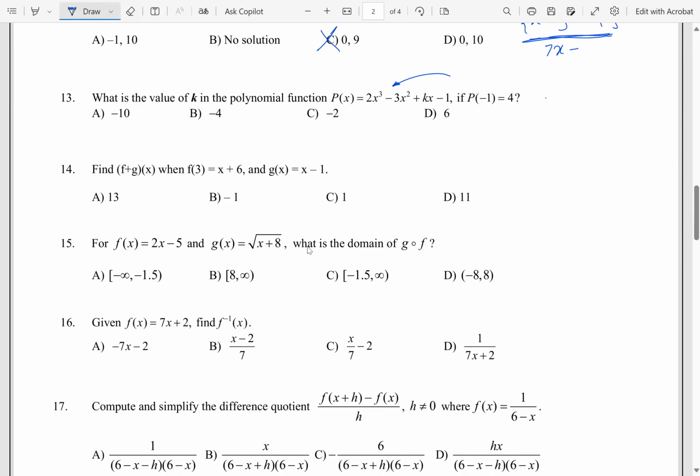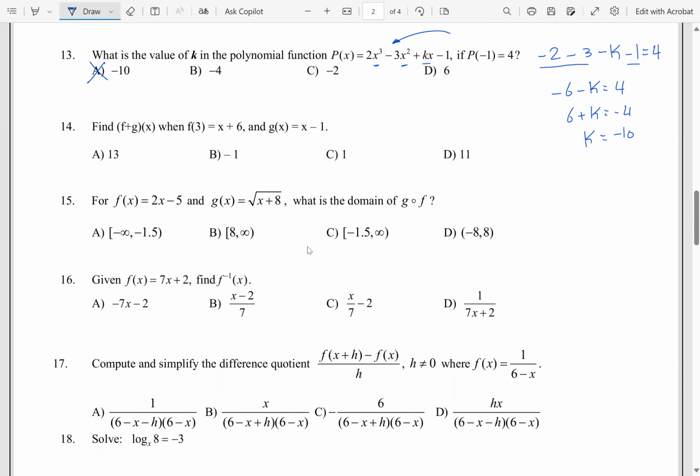So you have negative 2, because negative 1 cubed is negative 1, times 2. Minus 3, negative 1 squared is 1, and 1 times negative 3 is the same. And negative 1 times k will be negative k, minus 1. All of this value will be 4. So negative 2 minus 3 minus 1 is negative 6, minus k is equal to 4. So 6 plus k is equal to negative 4. So k is negative 10.